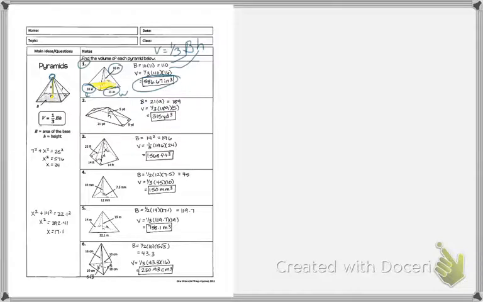Alright, let's go to number 5. It's a little bit more difficult. Again, it's a triangular. We have this triangle right here. This is the base. We have the height of the pyramid. So we have the H of the pyramid.